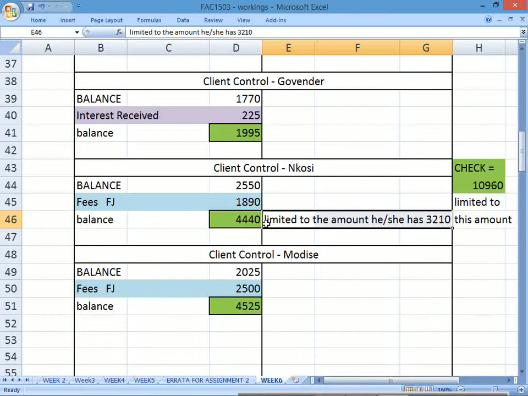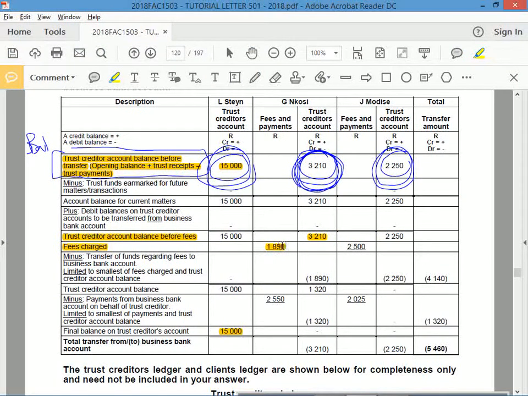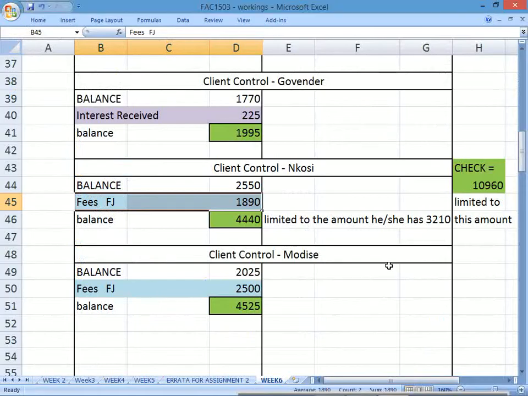Where are the fees charged to Nkosi? There's the fees charged to Nkosi. See that one? Okay, I just write that figure in the table if I had to use the table. Okay, so I highlight that figure. There, now we have limited. So minus transfer of funds regarding fees to business bank account, limited to smallest of fees charged and trust creditors account balance. Okay, so because of this limitation, we know that they have fees, how much?